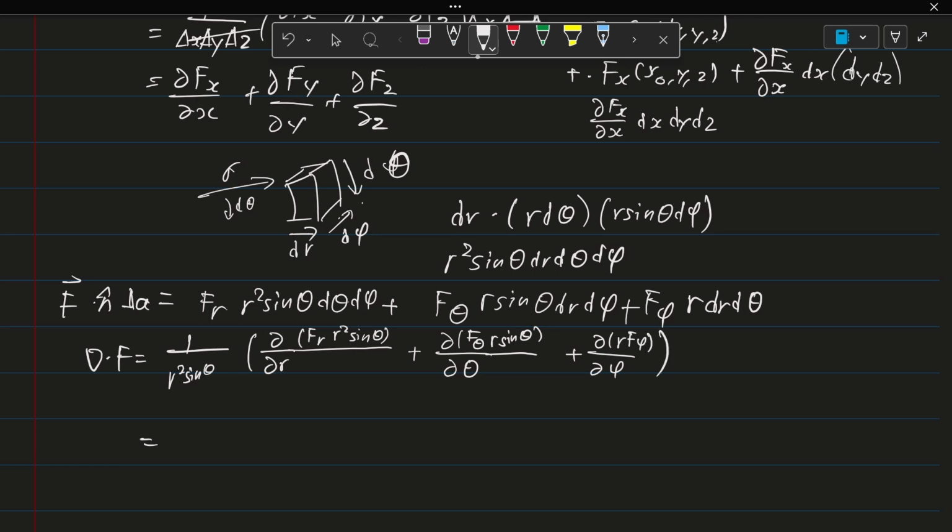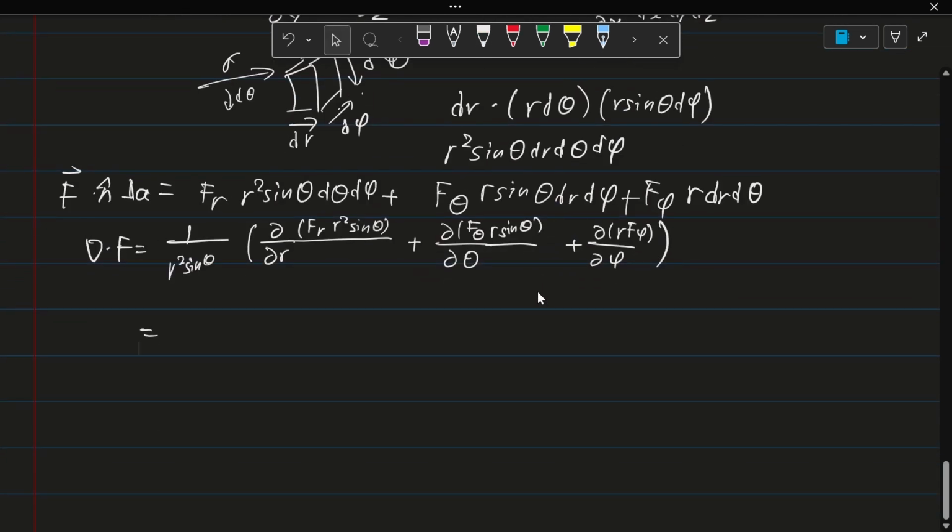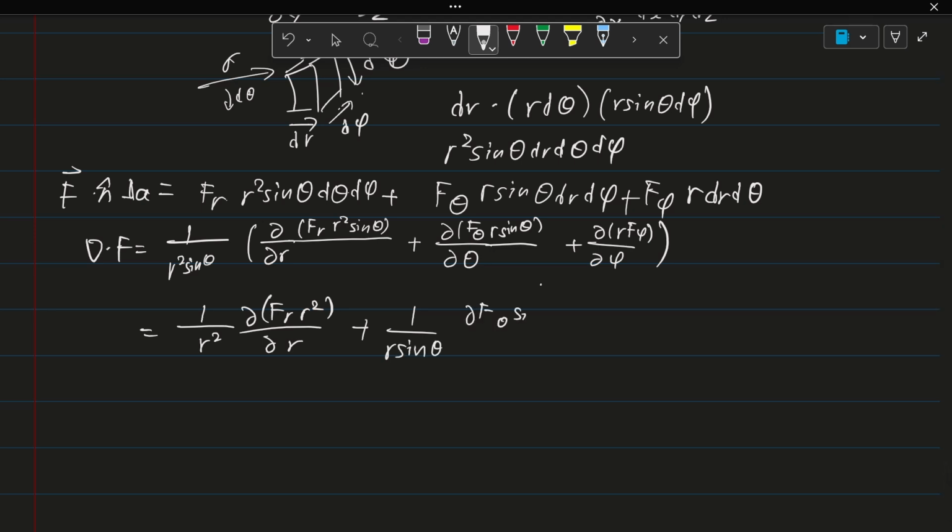And if you simplify everything by taking out all of the terms that don't have their corresponding variables, you could rewrite this as 1 over r squared of partial of fr times r squared over partial r, plus the r could get out, that means it's 1 over r sine theta of partial of f theta sine theta over partial theta, and the last term will only have the r going out, so it's 1 over r sine theta of partial f phi over partial phi.